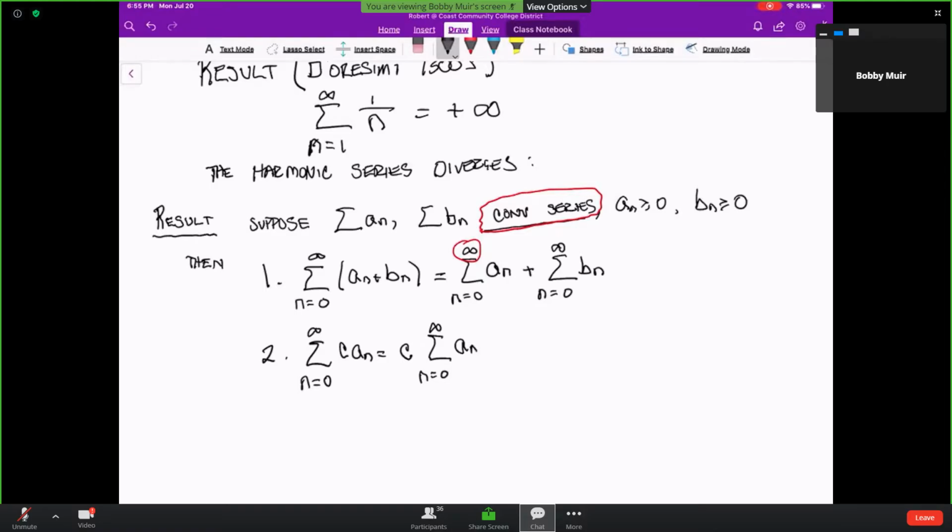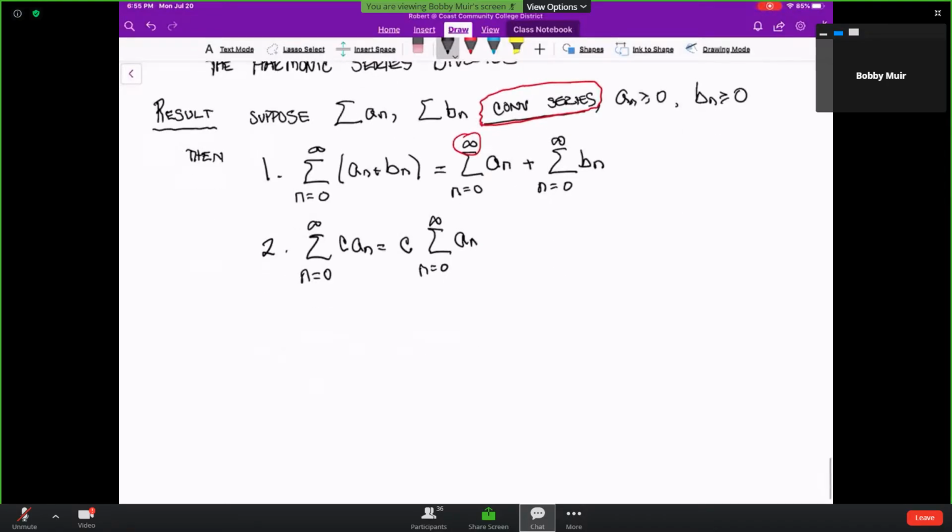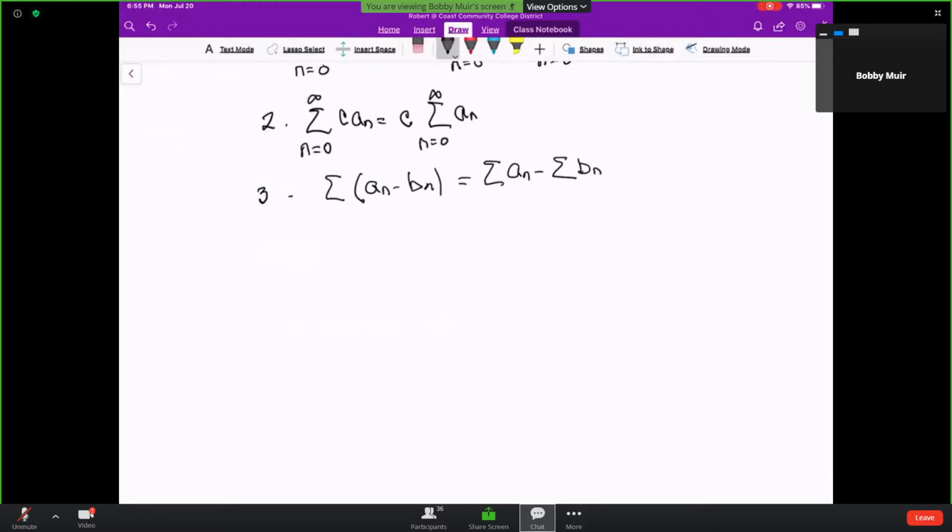Like so, okay? And then the rest of these I'll just, the last one I'll just write down. The sum of the an's minus the bn's is equal to the sum of the an's minus the sum of the bn's. Okay, now I'm gonna prove one of these. Like, I'm gonna prove number one.